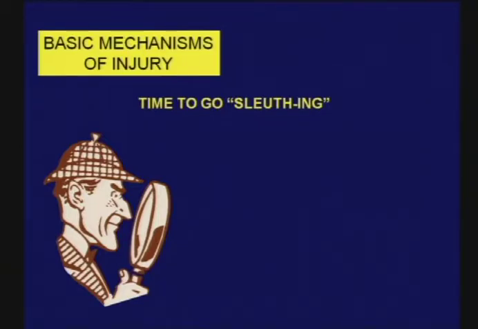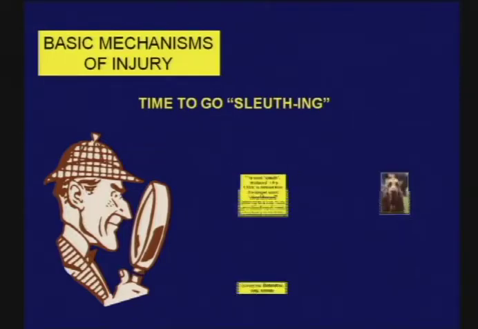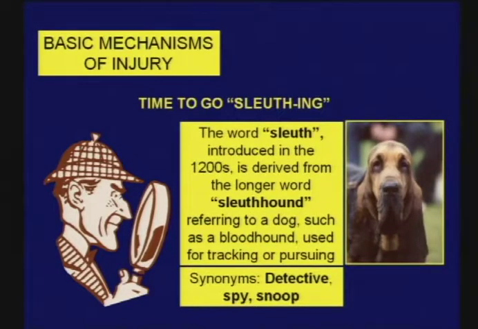We are going to go sleuthing over the next part of this lecture. So I looked up the definition of sleuth. It is a word that was introduced many years ago. It is derived from the longer word sleuthhound, referring to a dog, such as a bloodhound, that was used to track or pursue. Synonyms are detective, spy. I don't like snoop because we're not going snooping here, but we're going to do some detective work as we try to figure out mechanisms of injury.